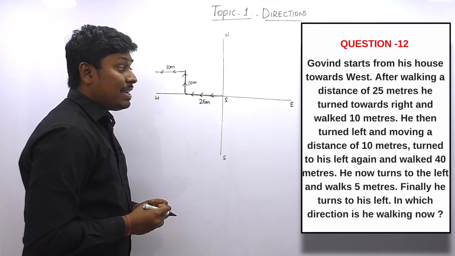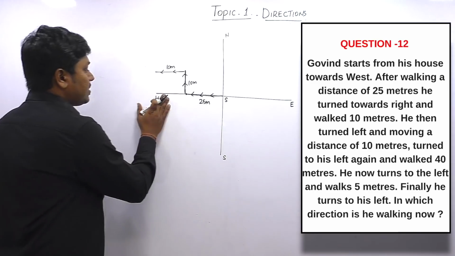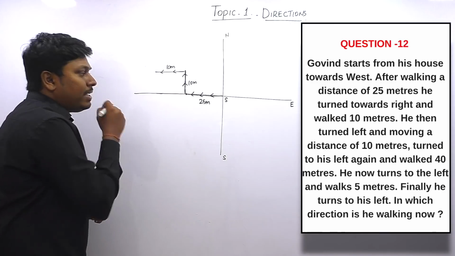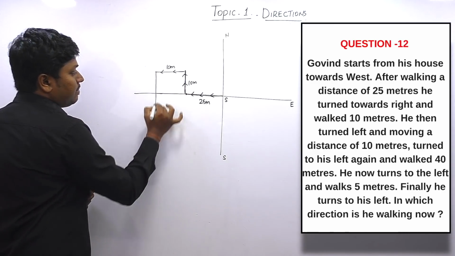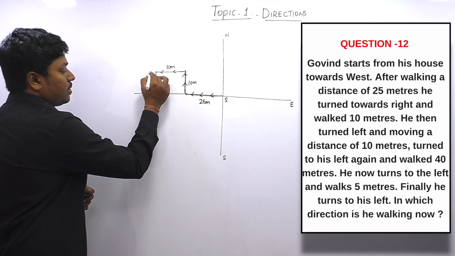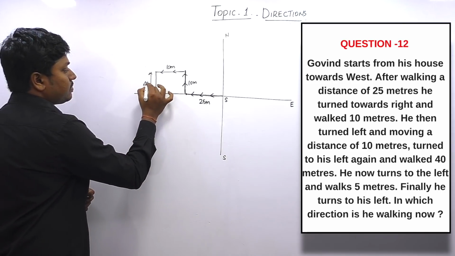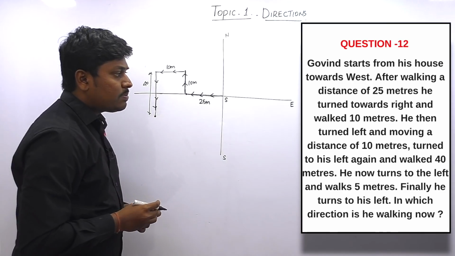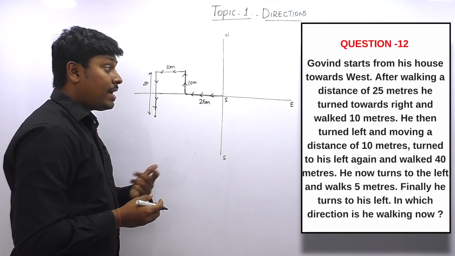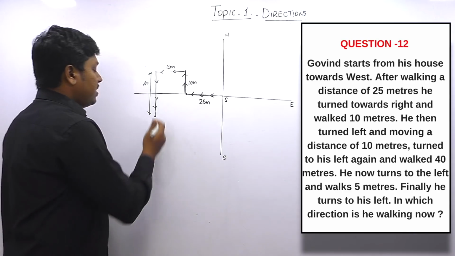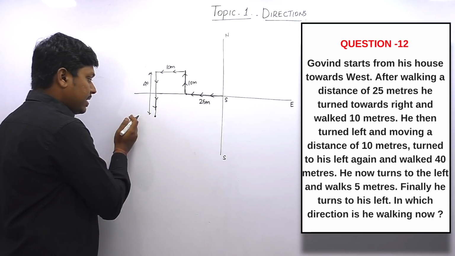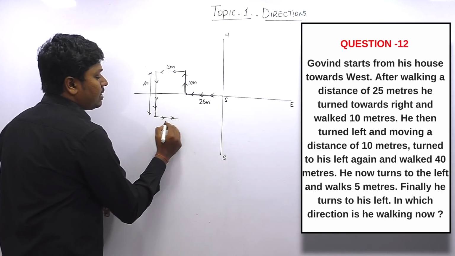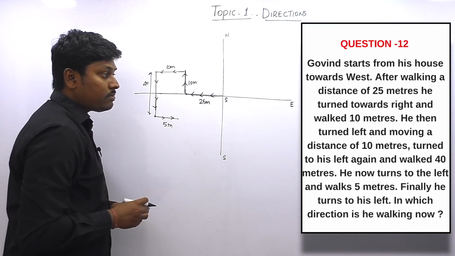Then he turns to his left again and walks 40 meters. So from here, Govind again takes a left turn and walks 40 meters. So this will be 10 and this will be 30. So the total distance will be 40 meters. So this will be the ending point. And what is the last point? He now turns to his left again and walks 5 meters. If he is walking in the southern direction, then the right-hand side will be this side and the left-hand side will be this side. So from here he takes a left turn and walks only 5 meters.